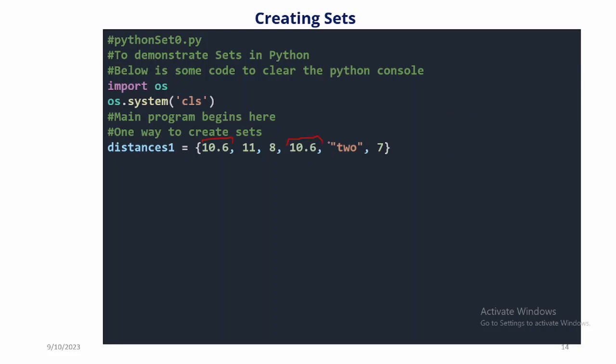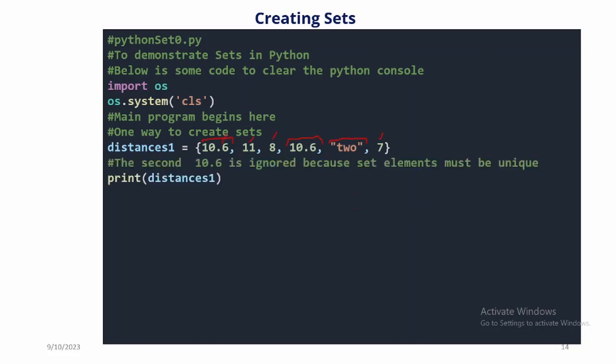And you can discover that there are different data types. This is a string, 3 integers and 1 floating point. So when we print distances, you will discover that the second 10.6 has been ignored, as we will see in the programming example. We can also print the type, and we discover that the type is set.